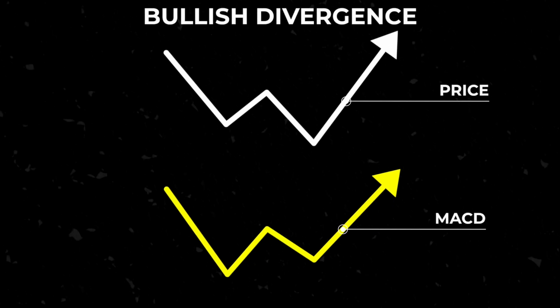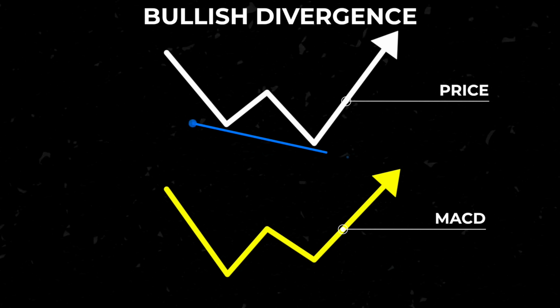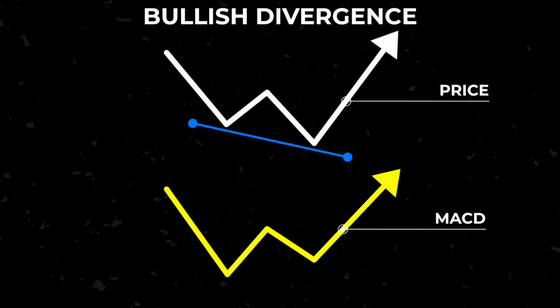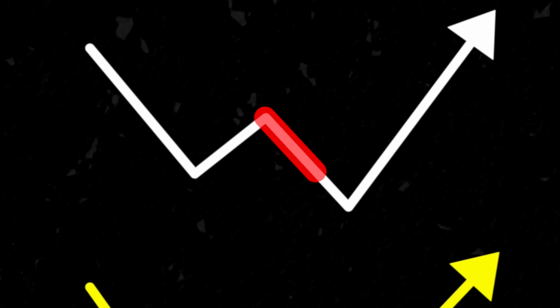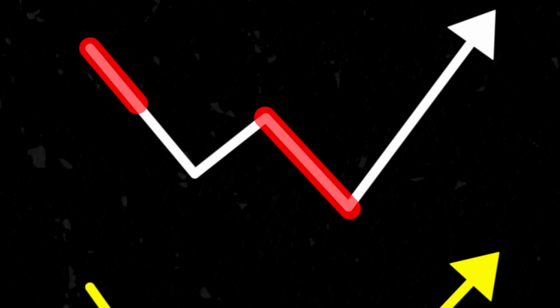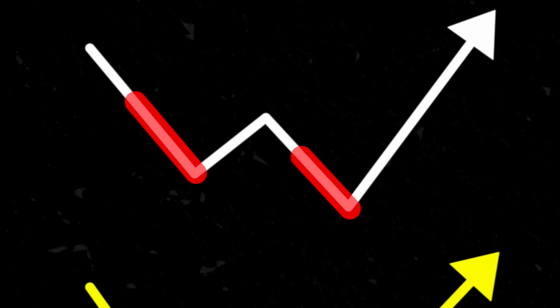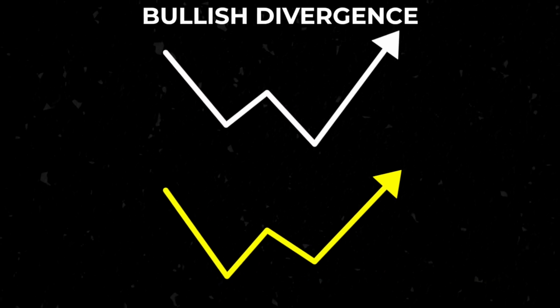A bullish divergence occurs when the price makes a lower low, but the MACD makes a higher low. This shows that the momentum on the last down move was lesser than the prior down move. It is a sign that the sellers are tired and the price will likely stall or reverse.